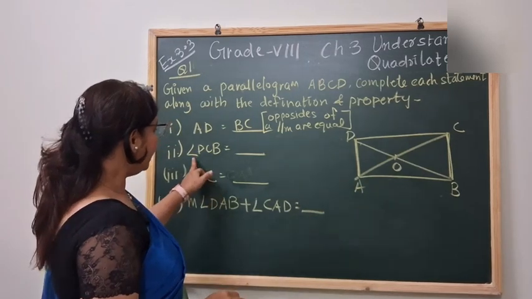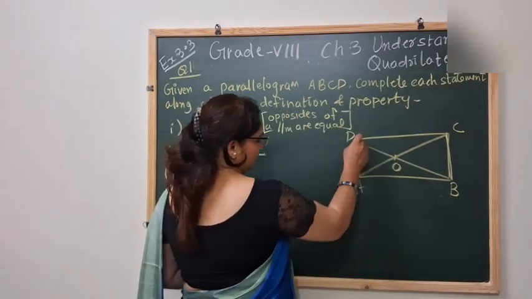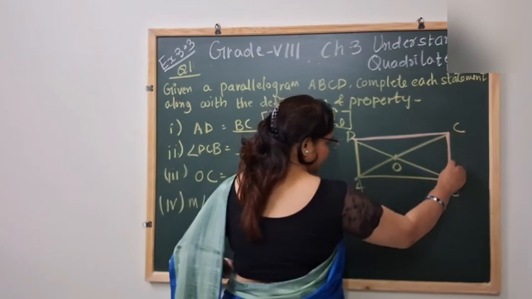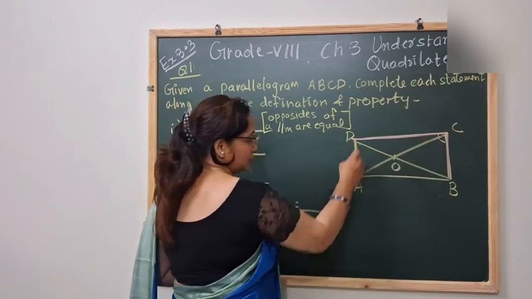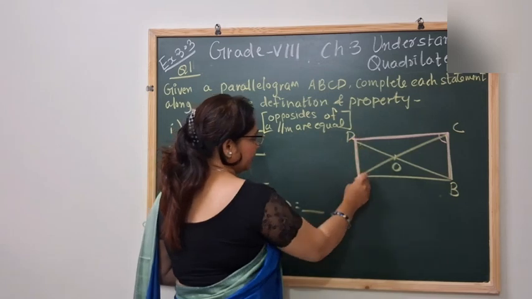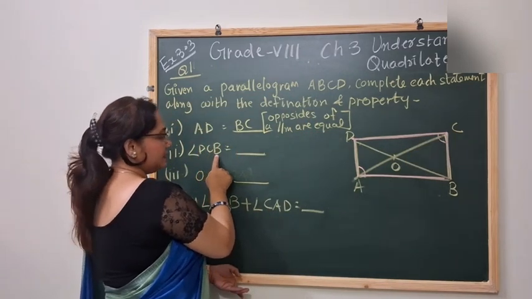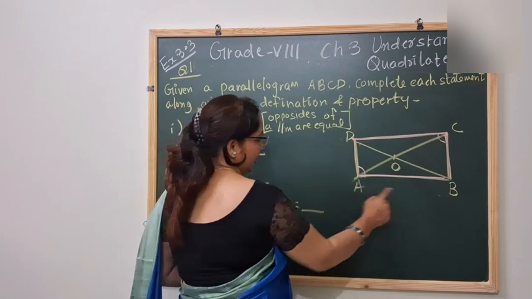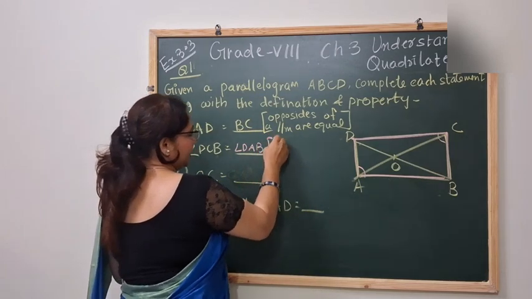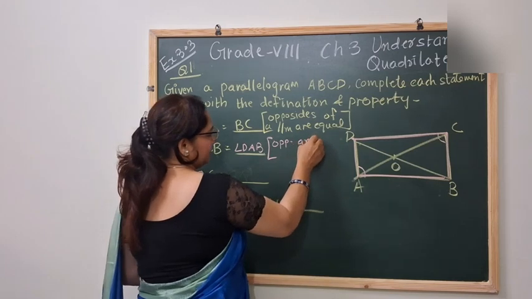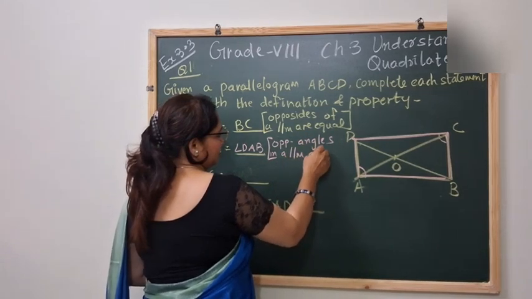Okay. Now angle DCB. Where is angle DCB? Let us do angle DCB, this angle. So this is angle C and this is angle A. So opposite angles. So angle DCB is equal to angle DAB. Which angle is equal to this? Angle DCB is equal to angle DAB. What is the reason? Opposite angles in a parallelogram are equal.